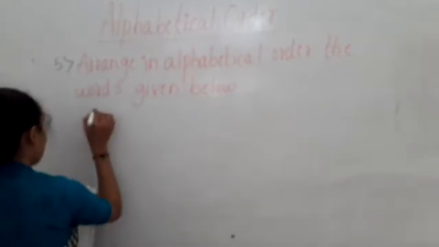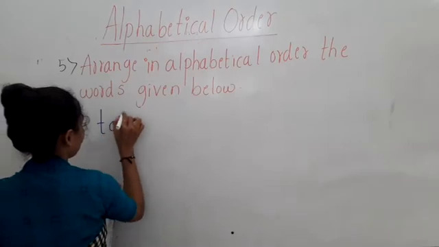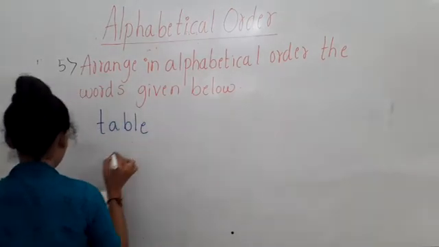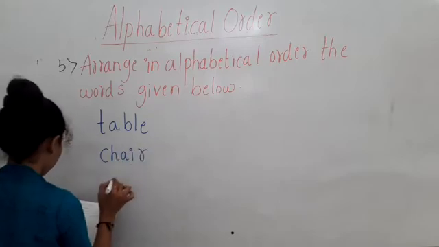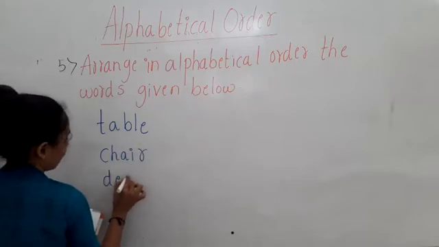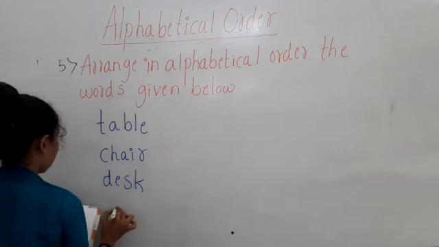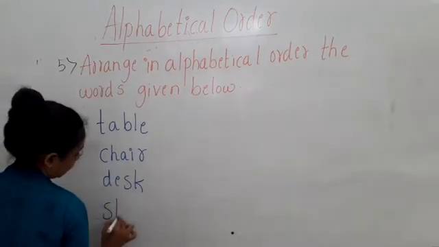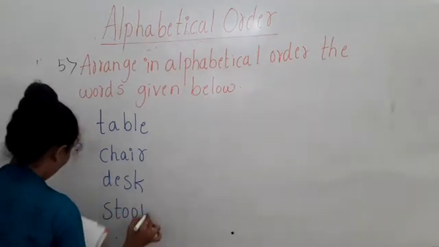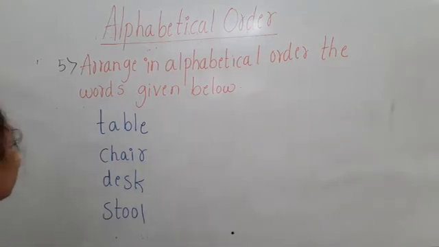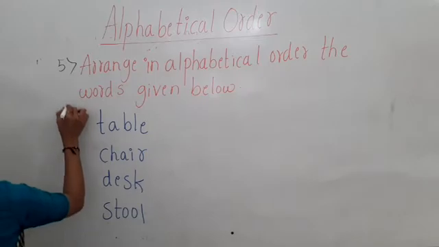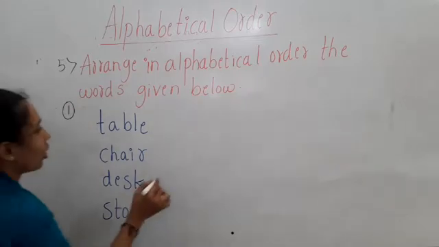So the first one is table, chair, desk, stool. Okay, children. So now we have to arrange these words in alphabetical order.